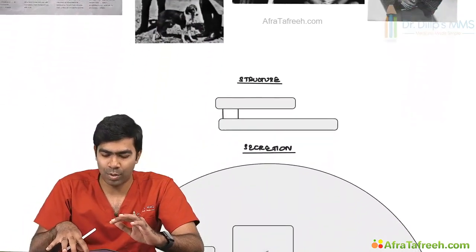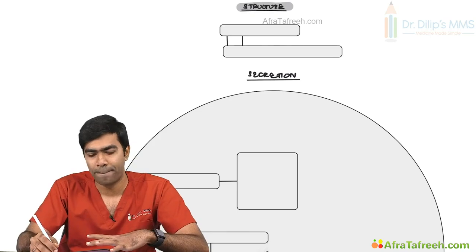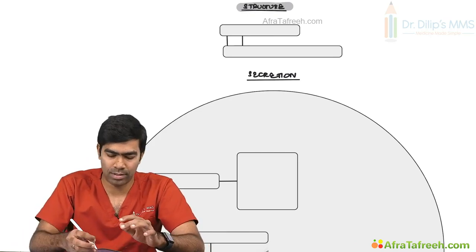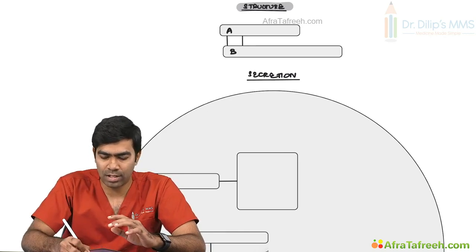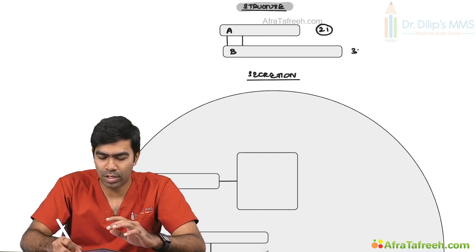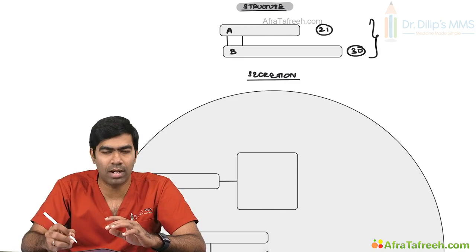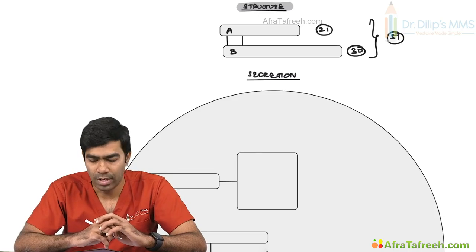After knowing the history of this wonder drug, let us move on to the structure of insulin. We know insulin has two chains. One is the A chain and the second is the B chain. The A chain has 21 amino acids and the B chain has 30 amino acids, making a total of 51 amino acids in the entire insulin molecule.